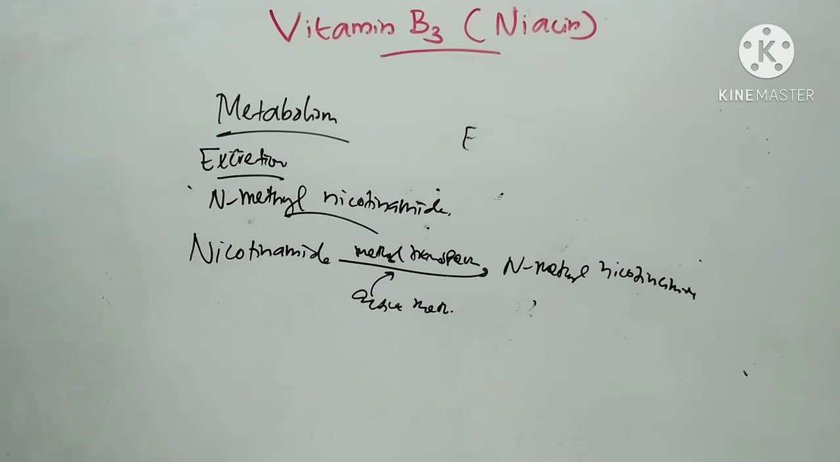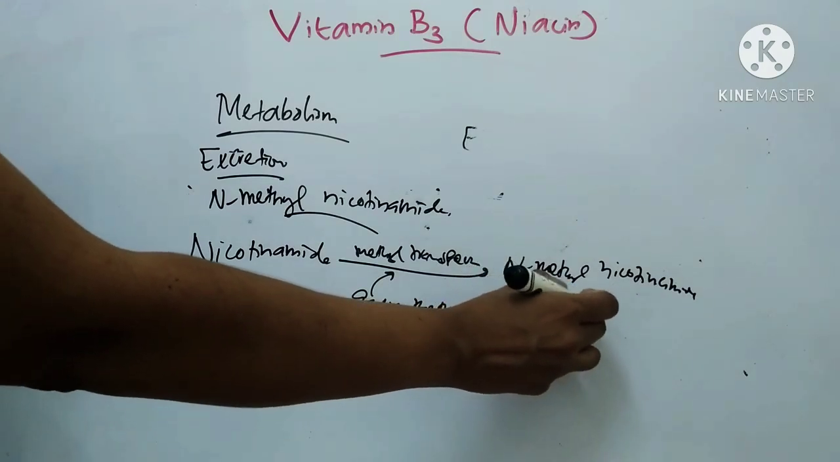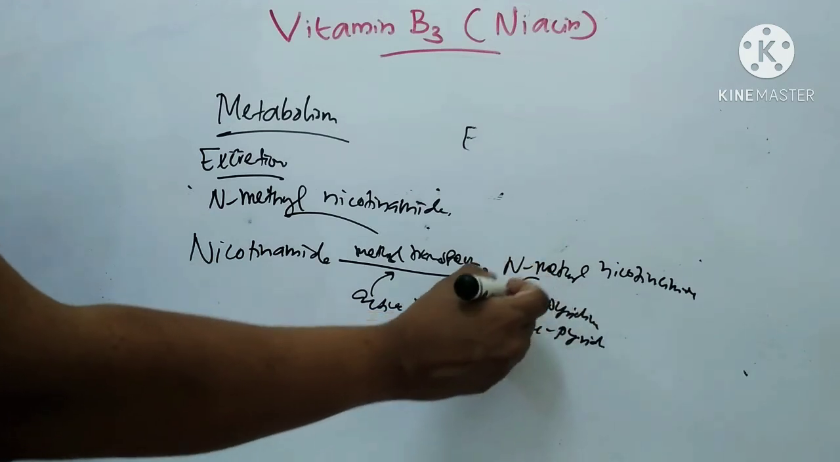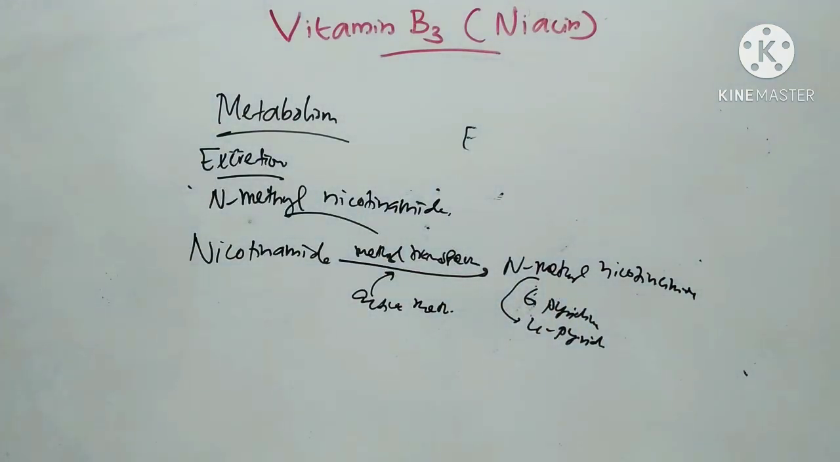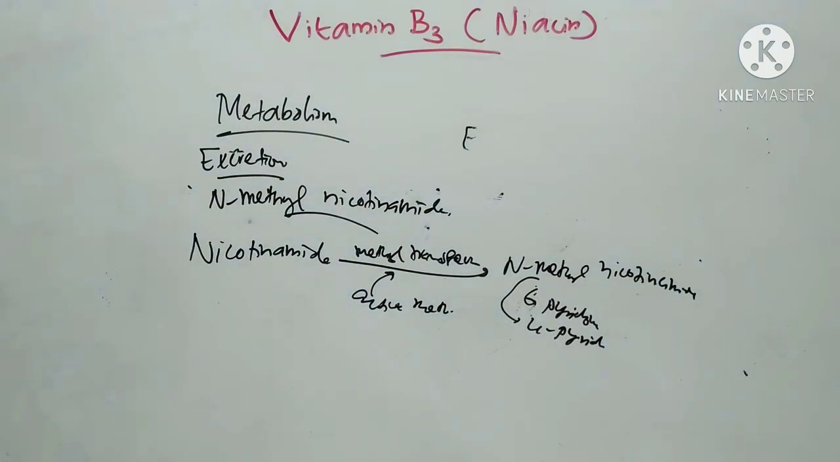Then next, the oxidation products of N-methyl nicotinamide, that is 6-pyridone and 4-pyridone. These are the oxidation products of this N-methyl nicotinamide. These are also excreted in urine. Then glycine conjugates of methyl derivatives are also excreted. Methylation, oxidation and conjugation take place in liver.